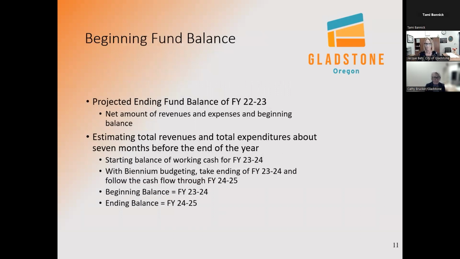Again, with beginning fund balance, these are calculated by the current year estimates of revenue and expense to arrive at the beginning fund balance, estimating this about 7 months before the end of the current year. So it is a rather, I won't say it's a WAG number. It's very much an educated guess, but it is still an estimate. For biennium budgeting, the equation will span both years consecutively.